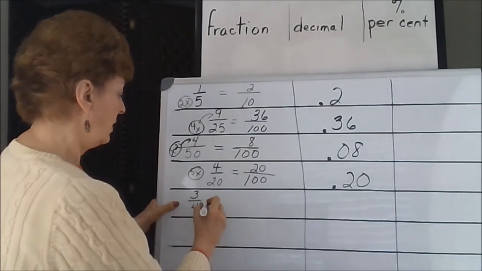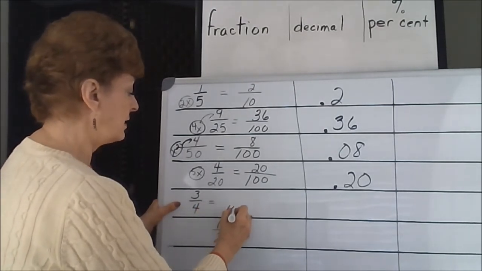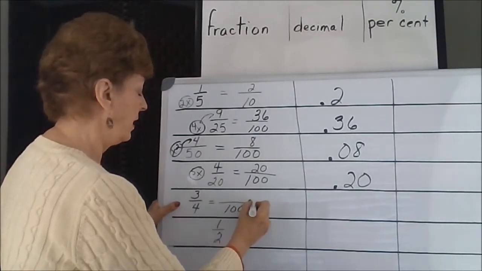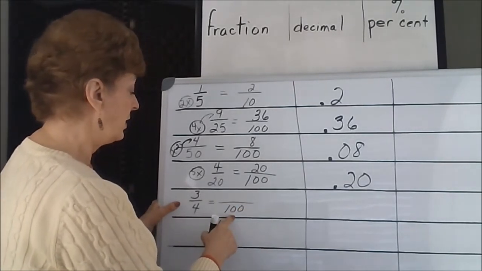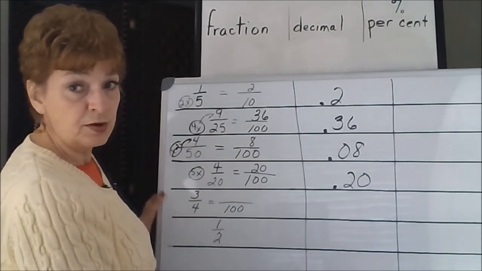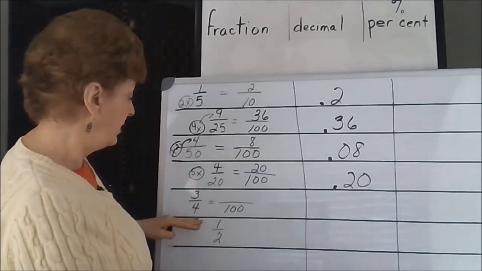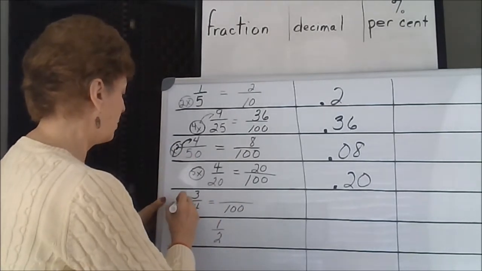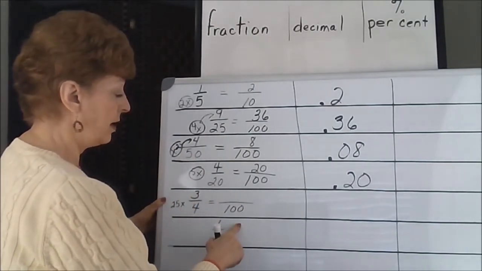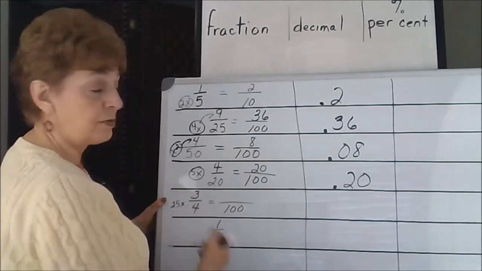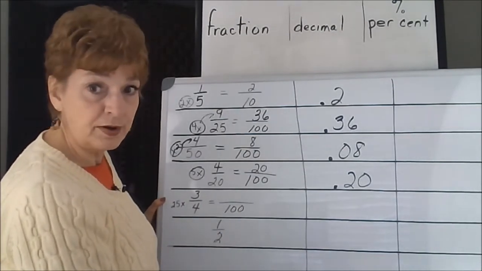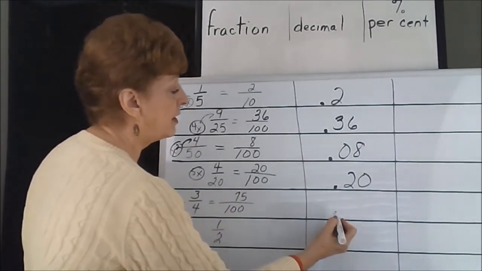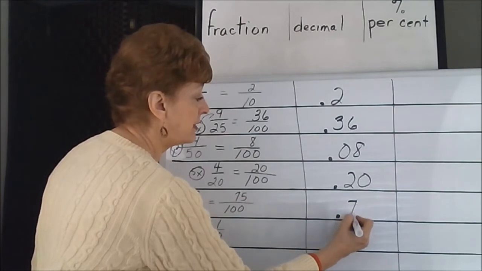And in this case, 4 doesn't go into 10, but it does go into 100. It goes into 100 25 times, because there are 4 quarters in a dollar, and each quarter is worth 25 cents. So if we multiplied 25 times 4, we would get 100. 25 times 3 would be like having 3 quarters, or 75. 75 hundredths as a decimal looks like this.